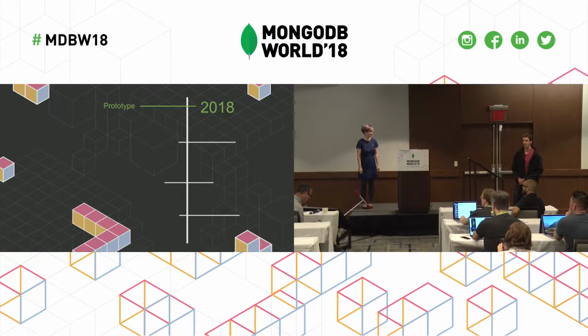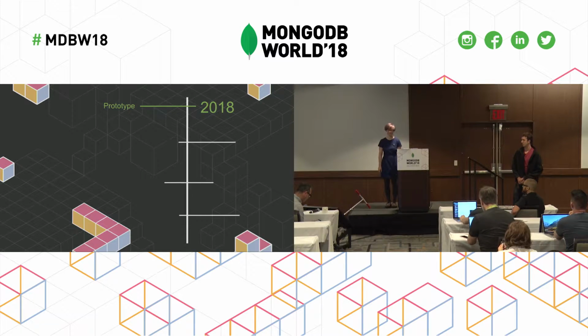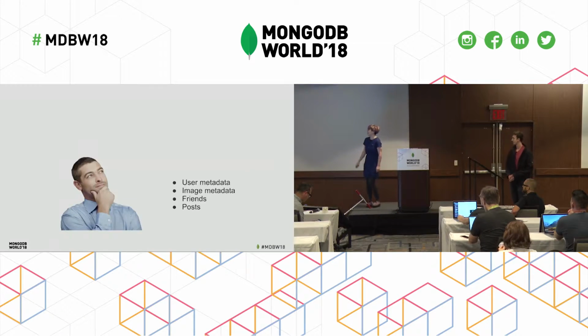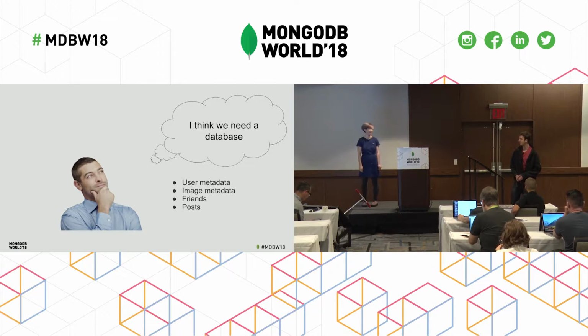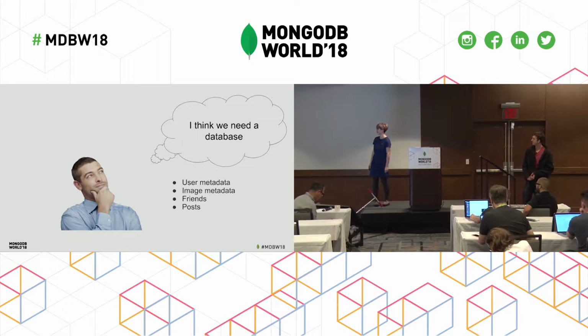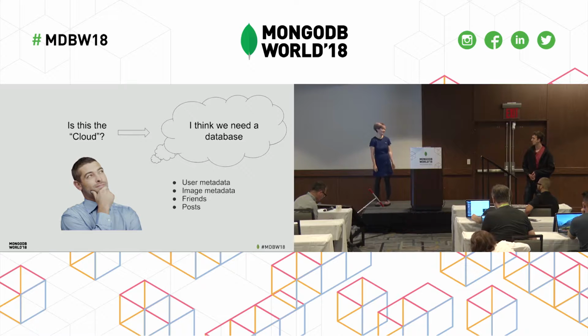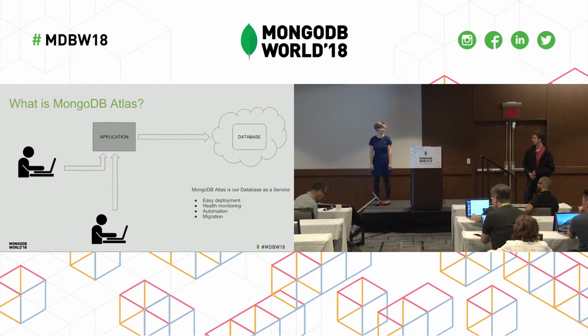So the year's 2018, and we figured we'd start by making a prototype of the app and see where it goes. And clearly we needed a place to store our user metadata, image metadata, friends lists, posts. So we asked ourselves, do we need a database? But setting up your own database can be kind of a pain. You have to provision machines, start the database instances, and then monitor their health. Luckily for us, we work at a database company, so we know about Atlas.